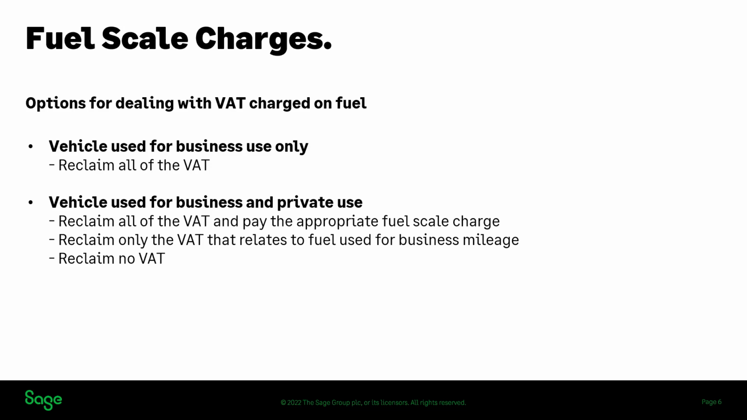The second option there is to reclaim only the VAT that relates to the fuel used for business mileage. Now, what that would mean, and again, this would be defined in the HMRC's notice on motoring expenses, is you've got to retain detailed mileage records for that particular option. Whereas you don't need to record the mileage records for that first option where you're reclaiming all of the VAT and paying the appropriate fuel scale charge. So again, it's a much simpler way. There's a lot less admin involved if you're using that scale charge option.